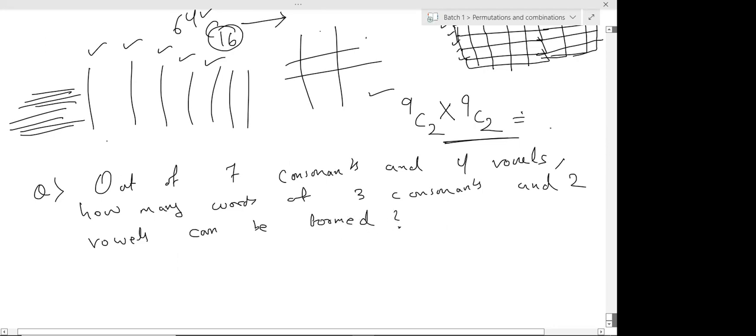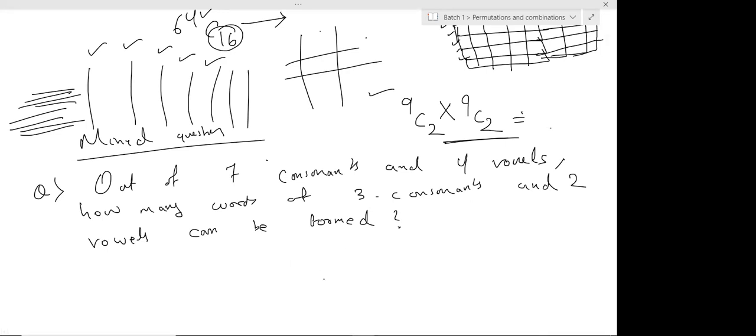All right, this is a mixed type question. Mixed means you need to apply arrangements and selection both in here, right? We have 7 consonants and 4 vowels, but you need 3 consonants and 2 vowels and make a word out of that. How many words like that are possible? All right, these are words without meaning. Try to solve this.